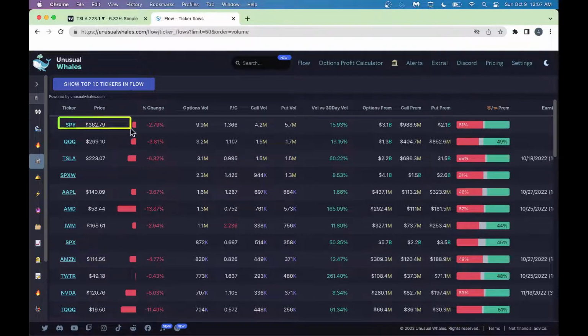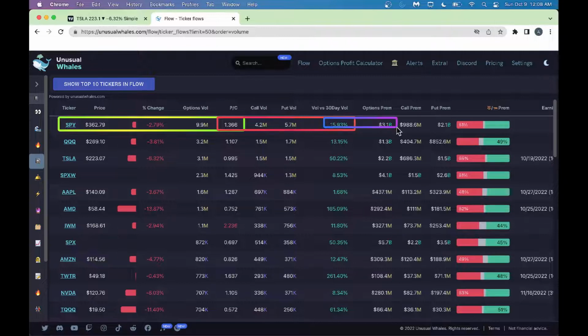362.79 is the price. Change is negative right now. Option volume, put call ratio. The moment put call ratio is high, that tells you there are more put options traded than call options. It's slightly bearish. We got call option here 4.2, and we got put volume, and volume versus 30-day volume. Looks like volume is increasing compared to the 30-day volume, mainly because of the negative activity in the market.